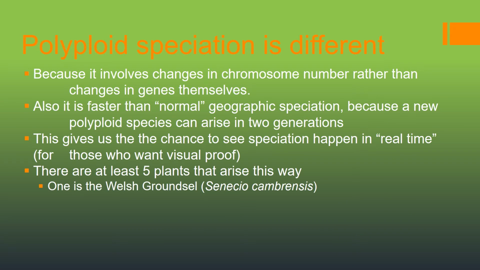Polyploid speciation is different because it involves changes in chromosome numbers rather than changes in the genes themselves. Also, it is faster than normal geographic isolation because a new polyploid species can arise in 2 generations. This gives us the chance to see speciation happen in real time, for those who want proof of speciation in our lifetime. There are at least 5 plants that arose this way. One is the Welsh groundsel, and we will look into that.